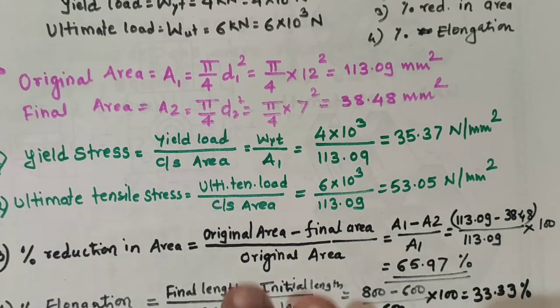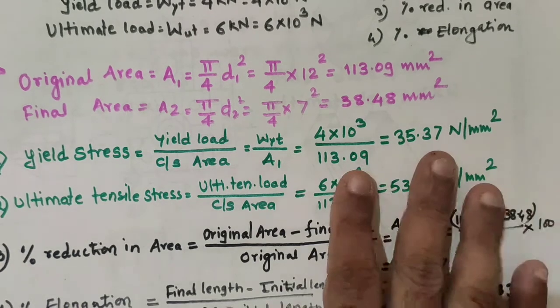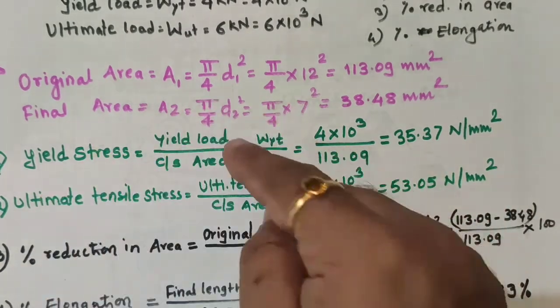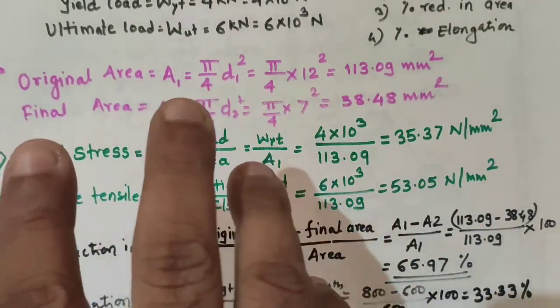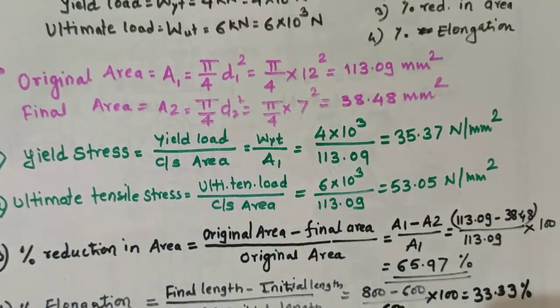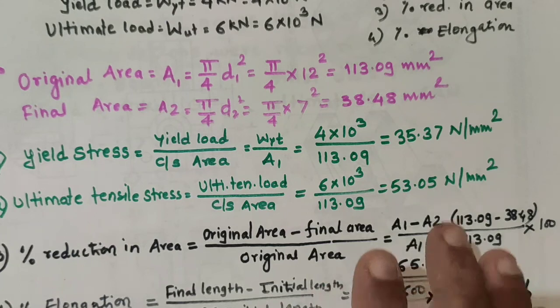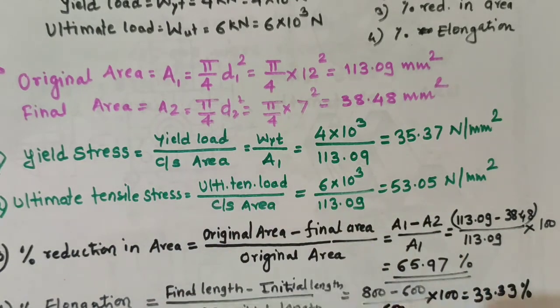So such simple numericals from the first chapter, and some numericals are asked in the examination based on this tensile test. So there are only 4 basic formulas in the tensile test: stress, elongation and reduction in area calculation. So I hope that today's lecture everybody understood.